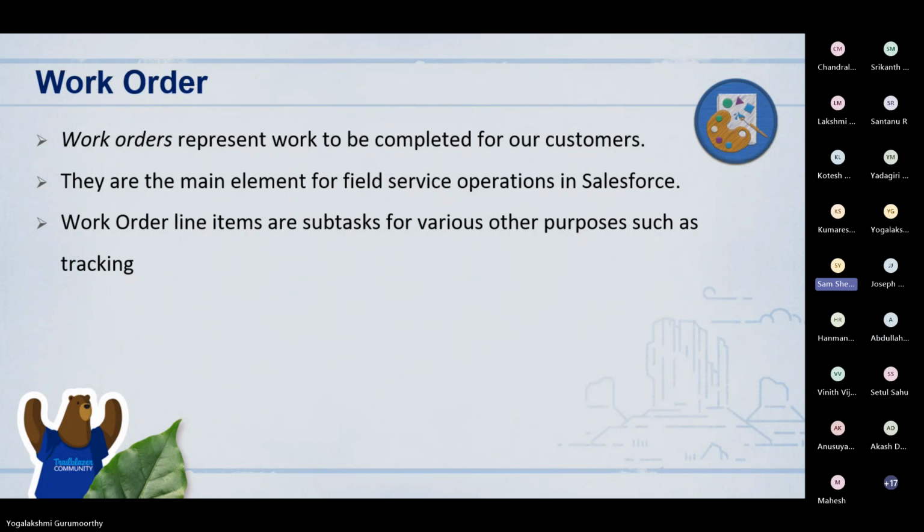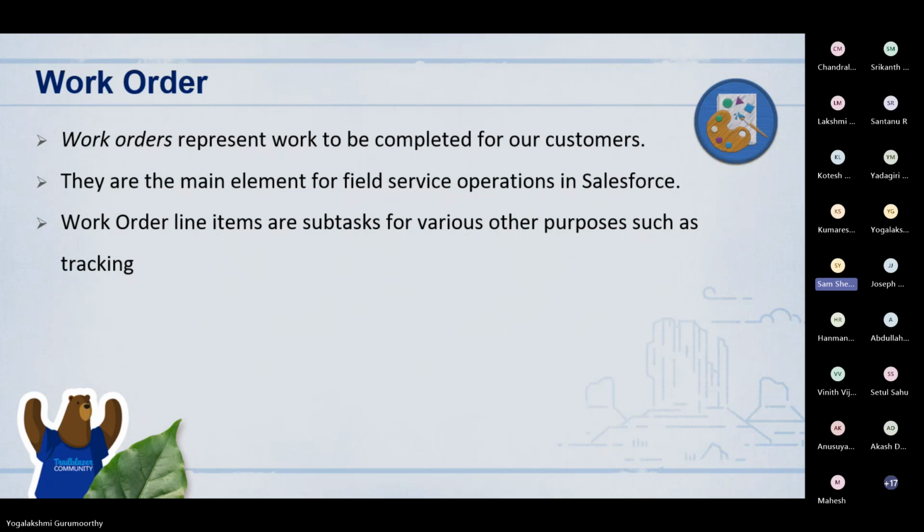Thank you. So work orders are a list of tasks that need to be done for our clients, and they are the key component of Salesforce Field Service operation here. And one more thing is the work order line item. These work order line items are smaller tasks that are part of a work order, such as tracking the work by dividing the entire task into multiple portions. In an easy way, we can say it is dividing up all the labor into tasks.